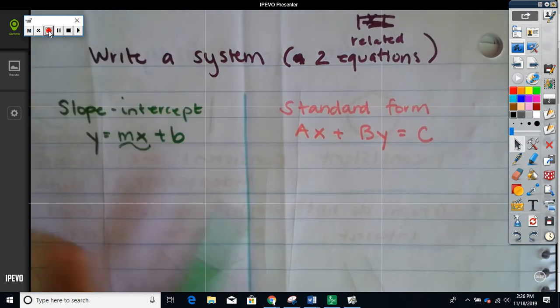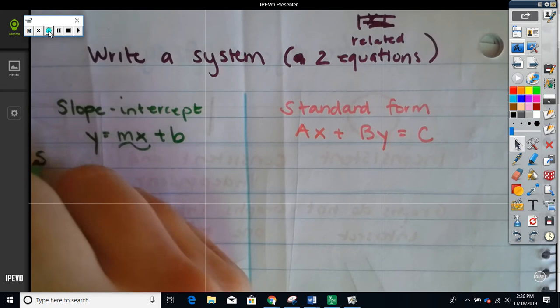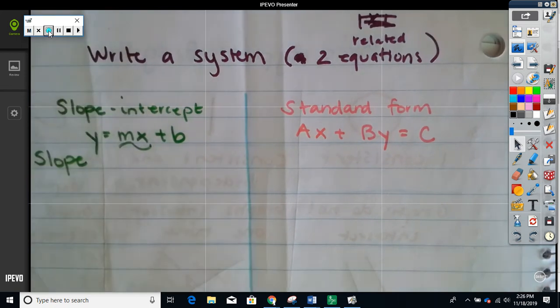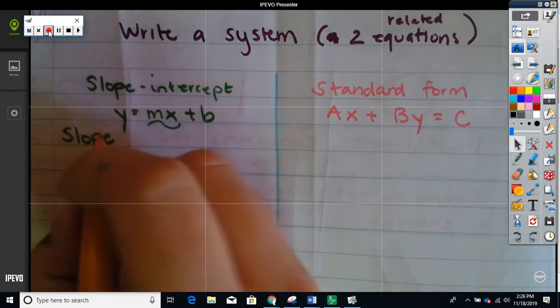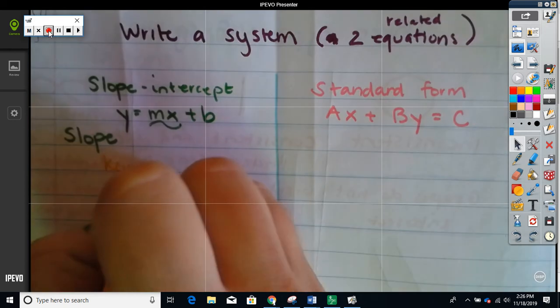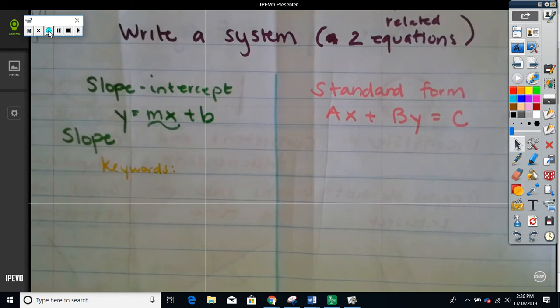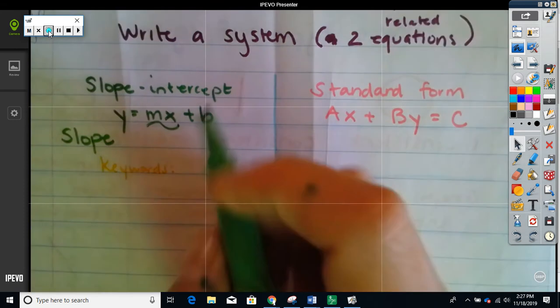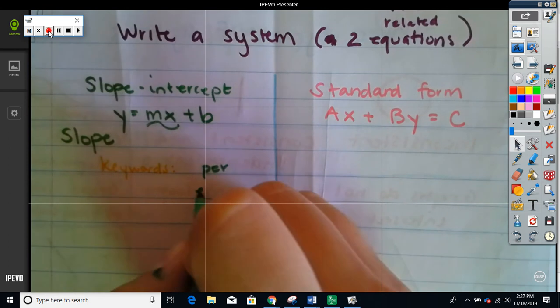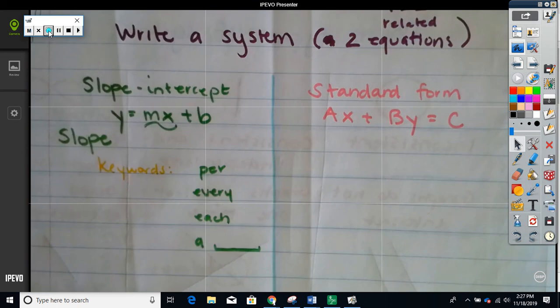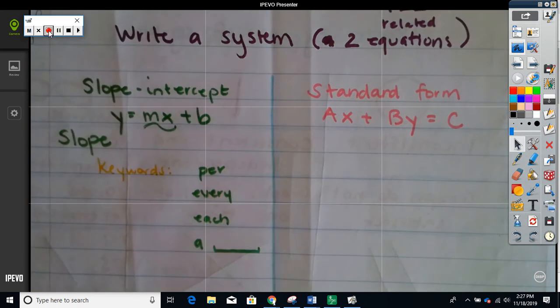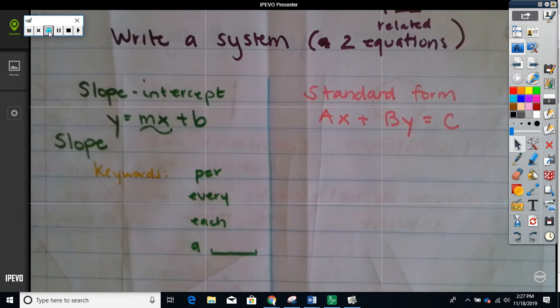On the slope-intercept form, mainly what makes this one different is that it has a slope. When we do these type of word problems, there will be a slope. So, how do you know it's a slope? Here are some key words. Here are some things to look for in the word problem. It'll say something like per, every, each, a, and then it'll say a week, a piece, a pallet, a table, per school, every school, each school. Keywords.